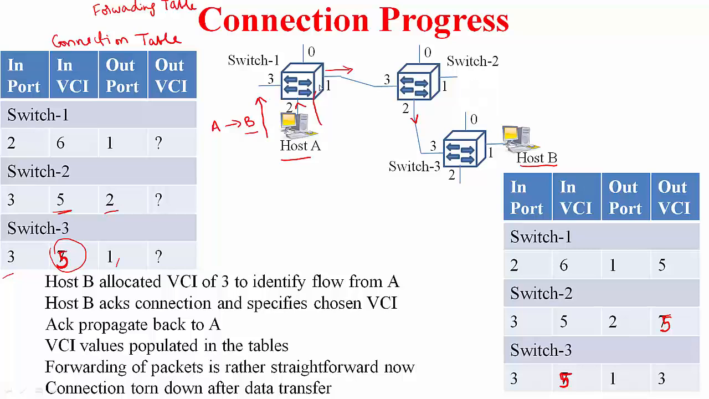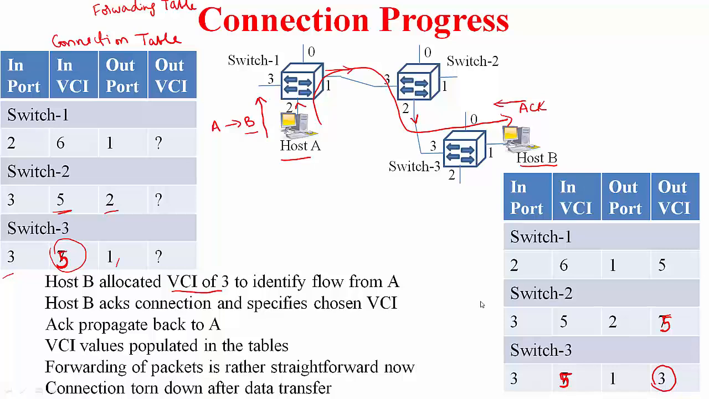Now when this connection setup packet, which has traveled like this, has reached host B, if host B decides to accept the connection, it will allocate a VCI of, in this case, 3, to identify the flow from A. Now what B does is it in turn acknowledges this connection, and when it is acknowledging, it will specify to switch 3 that I have assigned a VCI of 3 for this particular connection. Thereby switch 3 is going to fill the out VCI here based on 3.